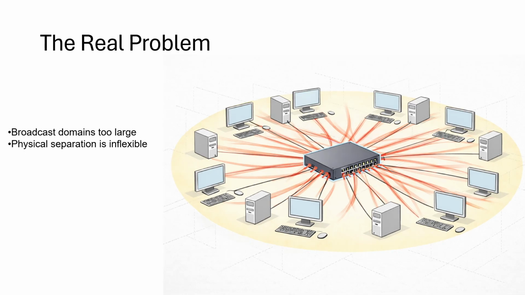So let's say the problem clearly. The problem is not speed, the problem is not switching technology, the problem is that broadcast domains became too large. And the old solution, physical separation, is very painful. Because physical separation means new switches, new cables, and new layouts. Every time a department changes, people move or teams grow. The network needed a way to stay physically the same, but behave differently. That design pressure is what created VLANs.